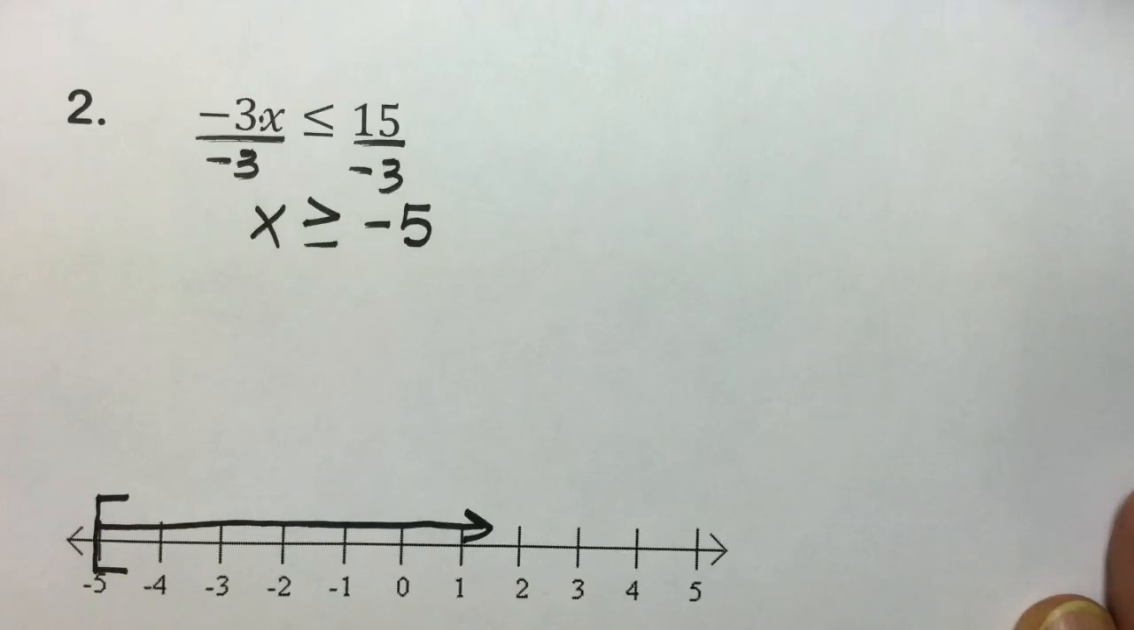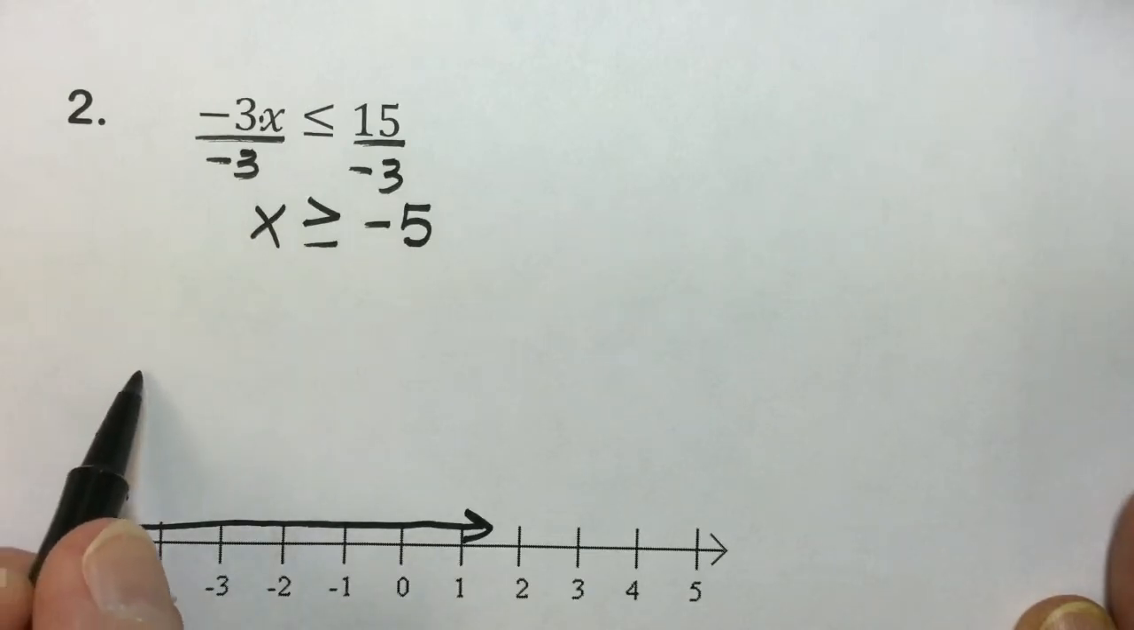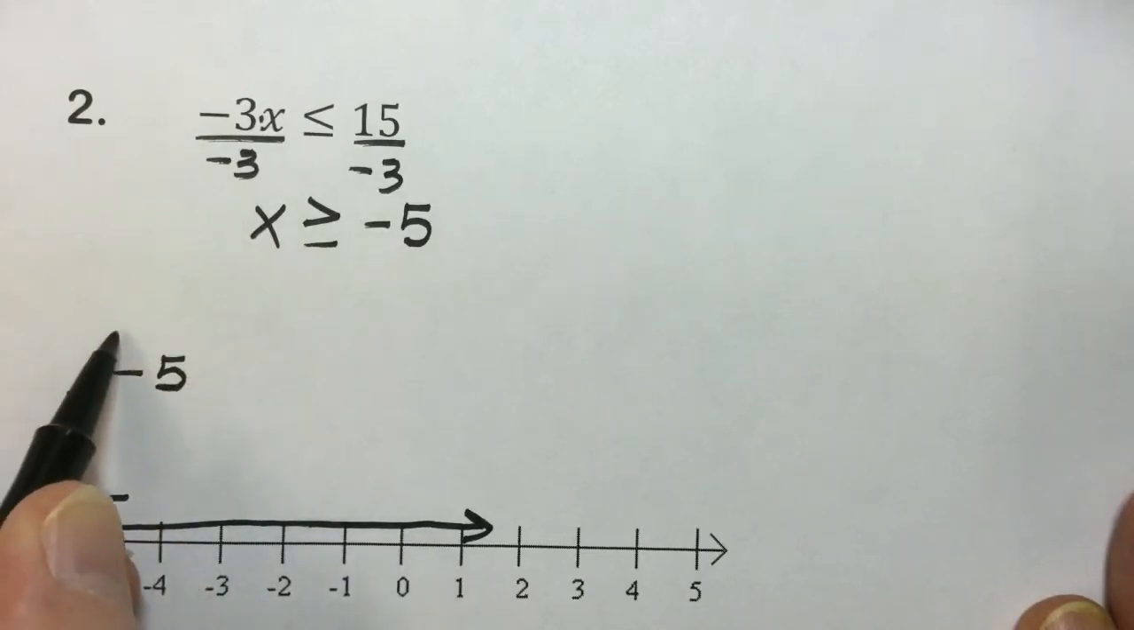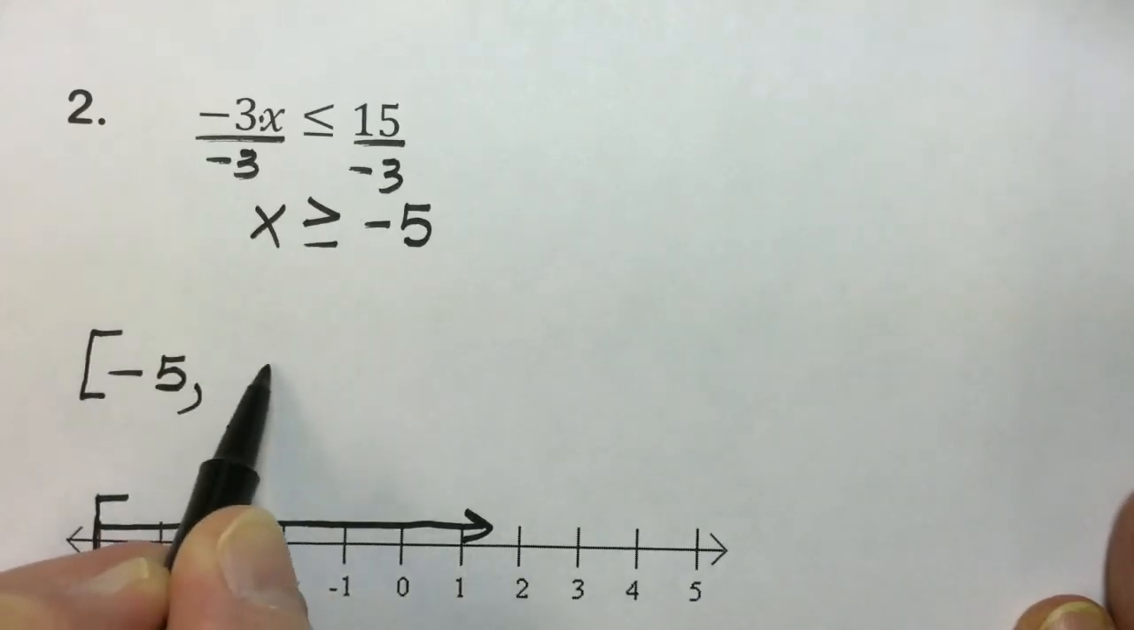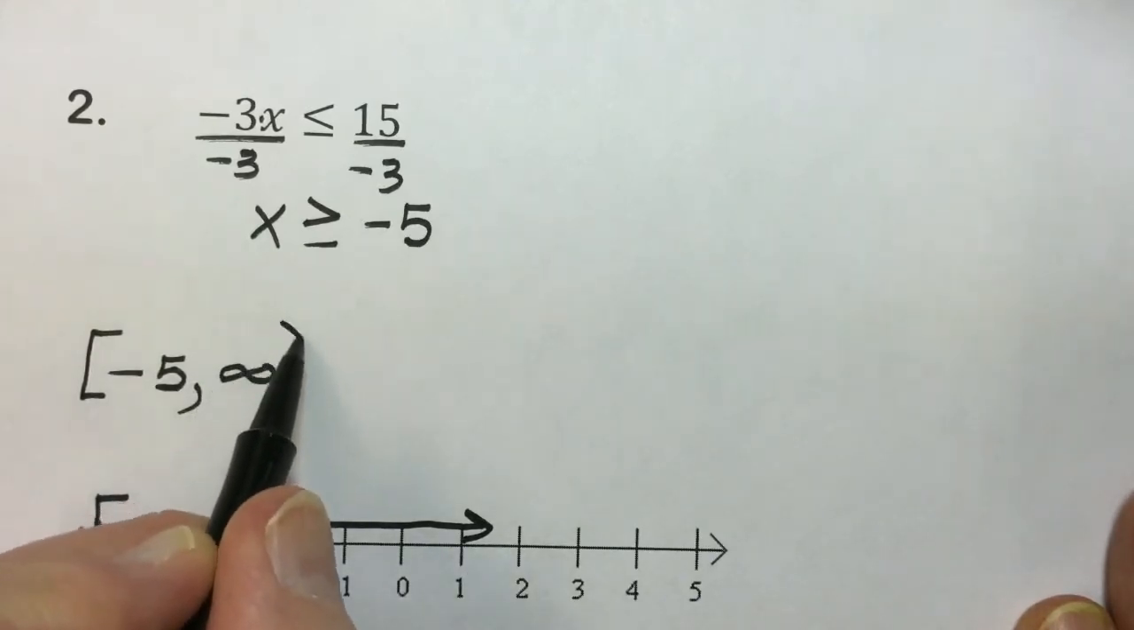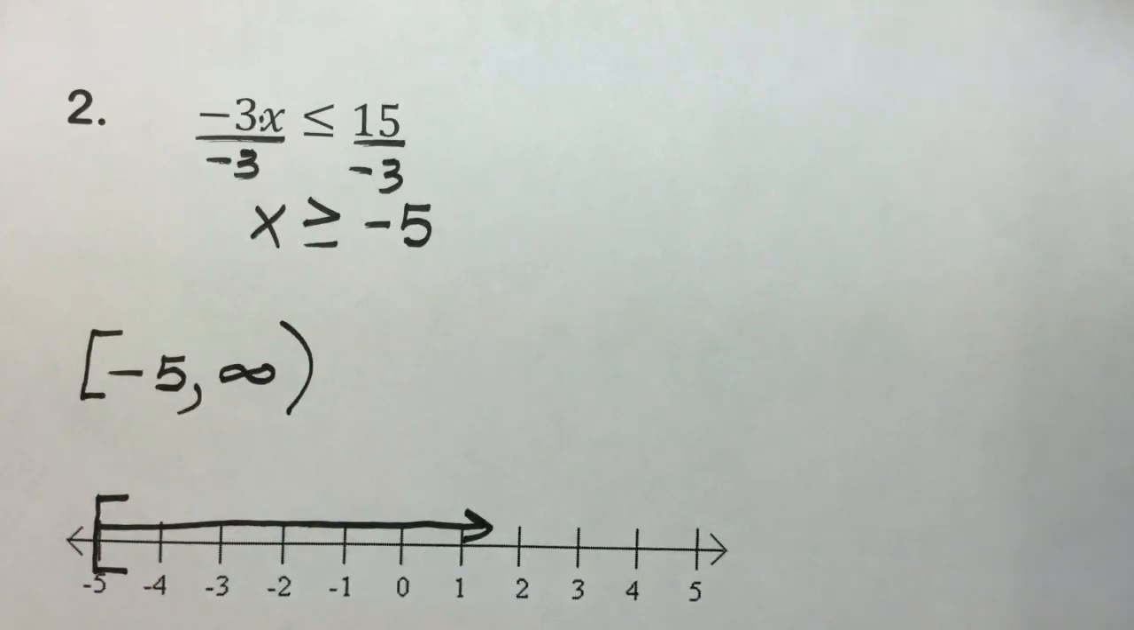Translating this into an equivalent interval notation, the smallest value, which is included, we use the bracket for inclusion, headed without bound to positive infinity, and infinity again always has the parenthesis.